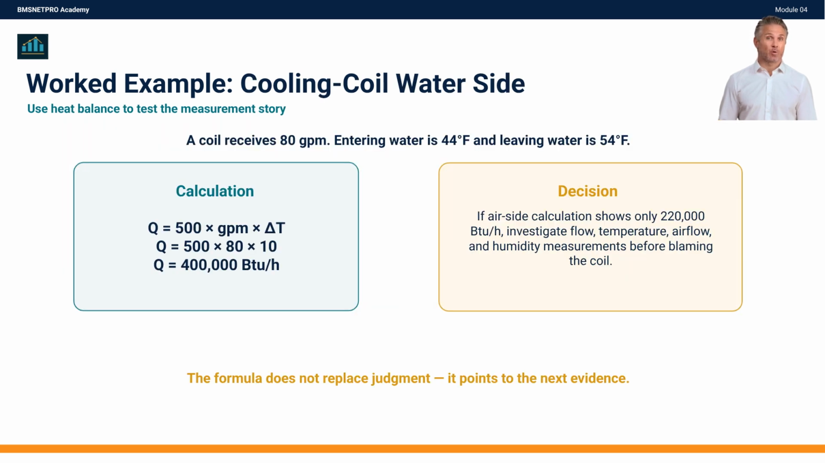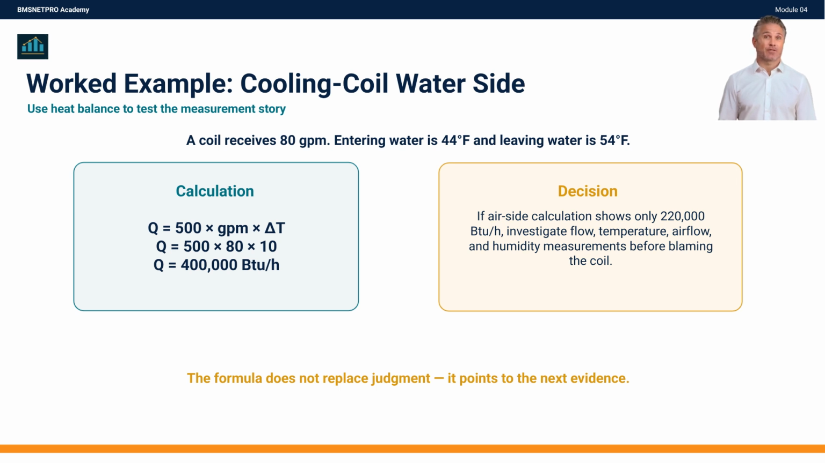Now, let us use a cooling coil waterside calculation. The coil receives 80 gallons per minute. The water enters at 44 degrees Fahrenheit and leaves at 54 degrees Fahrenheit. The delta T is 10 degrees. Using the common water approximation, Q equals 500 times GPM times delta T. So the estimate is 500 times 80 times 10, which equals 400,000 BTU per hour.